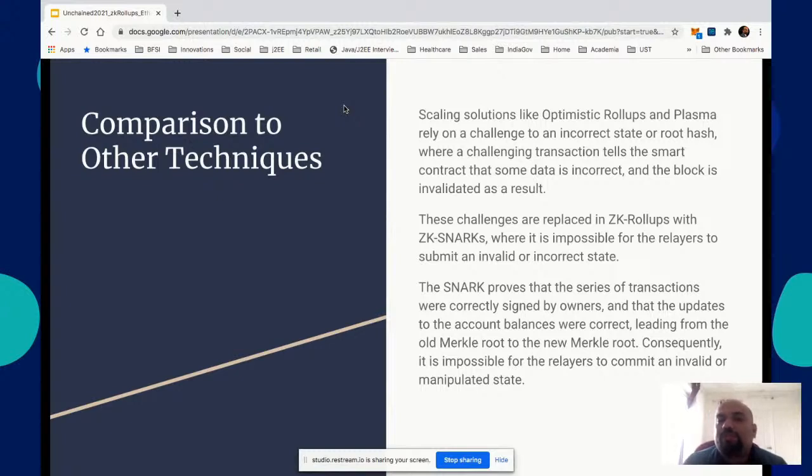In the case of ZK rollup, these challenges are replaced with a ZK snark, where it is impossible for the relayer to submit an invalid or incorrect state. The maximum they can do is withhold it. They can't submit an invalid or incorrect state. The snark proves that the series of transactions were correctly signed by the owners and the updates to the account balances are correct, leading from the old Merkle root to the new Merkle root.